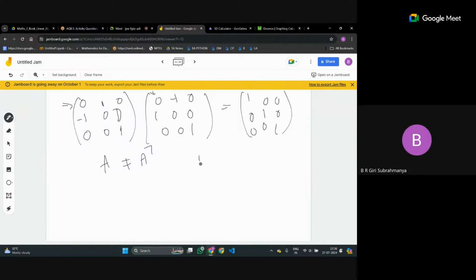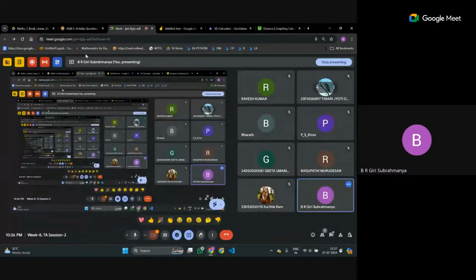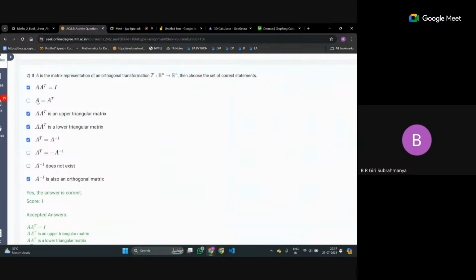Then it should also work for 2 by 2, right? 0, 1, minus 1, 0, then its transpose. Now also it should work, right? Oh, we have missed a simple example. This will also work for 2 by 2. Minus 1 times minus 1 here. Sorry, yes, it should be fine. Sorry guys, we have missed a simple example. So this is an example of why this is not correct.